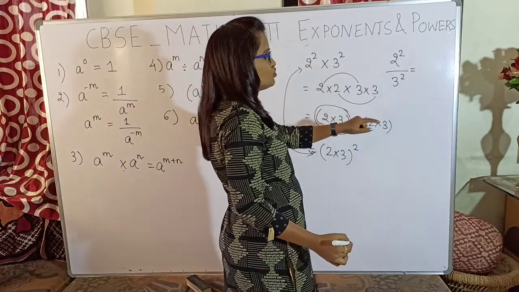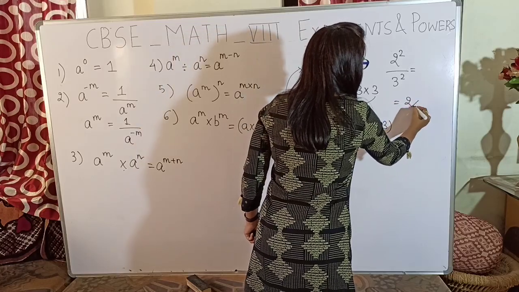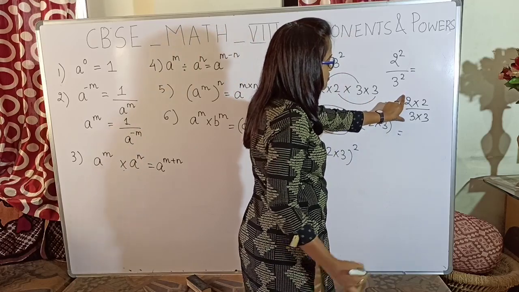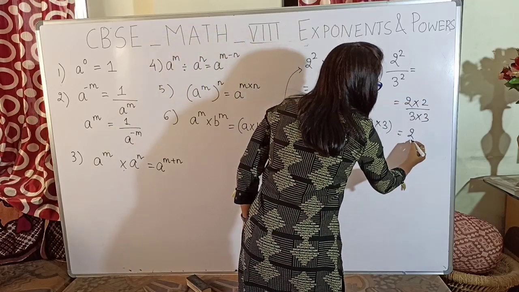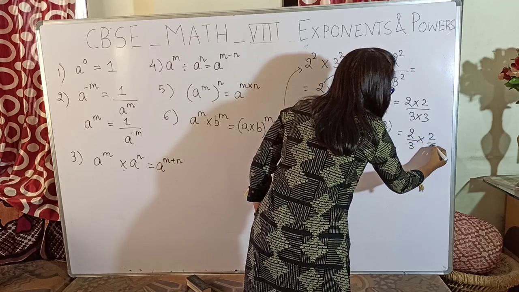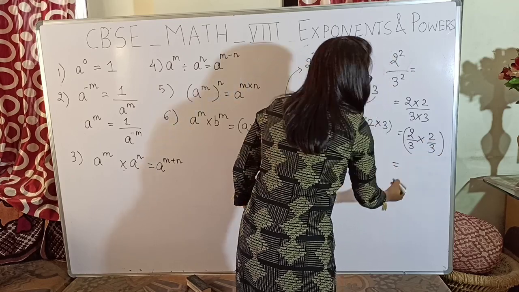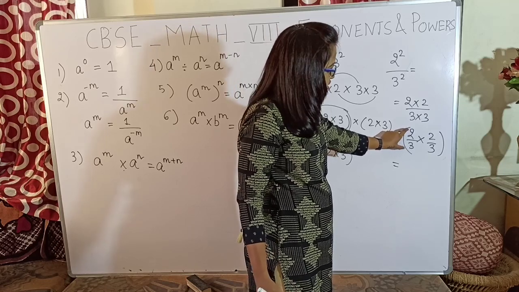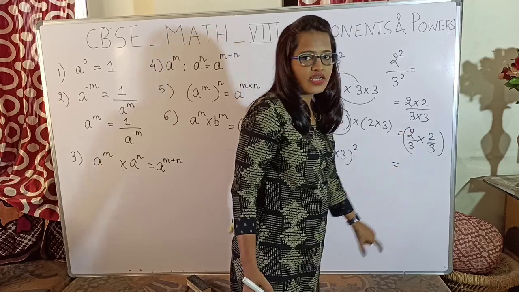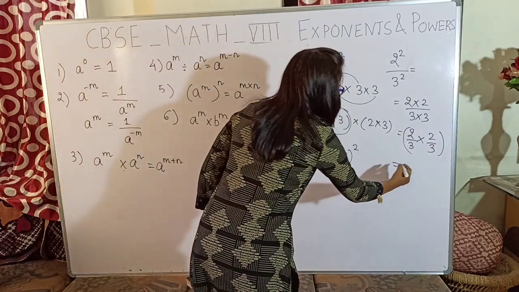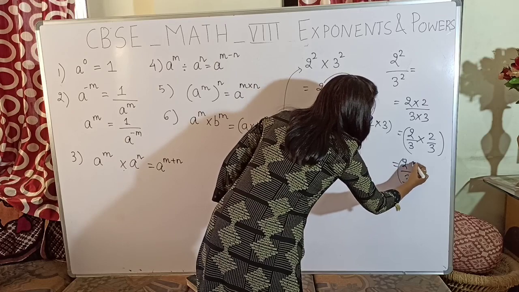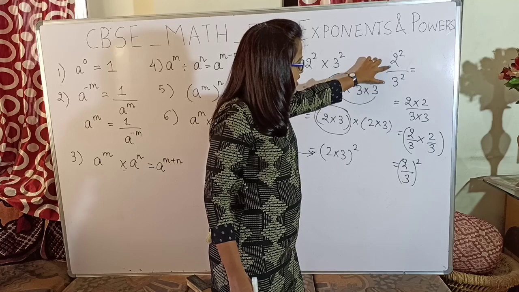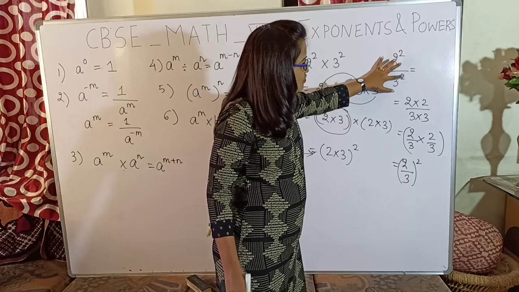Again 2 raised to 2, 3 raised to 2. How could I write it? 2 into 2, whereas 3 into 3. If I take these terms together and this term together, can I write it like this? 2 raised to 3 into 2 raised to 3, which tells me this 2 by 3 is being written how many times? 2 times. So can I write it like this? 2 by 3 raised to 2. Yes. So again the bases were different but their index was common.